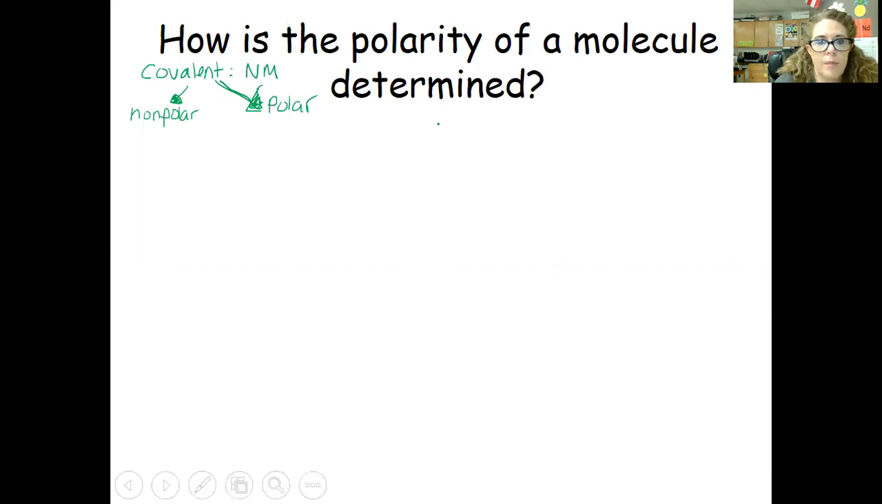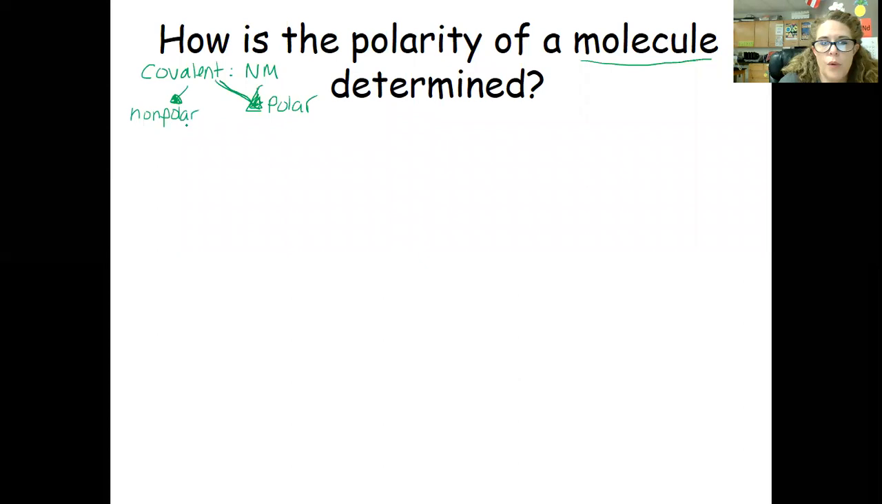Okay, so how the polarity of a molecule is determined. We have the bonds, and now we're going to have something which is a molecule only. A molecule is made up of the bonds, but the bonds themselves can be polar or nonpolar. Remember, the word polar means different. So a polar bond is between different nonmetals, two different things that are considered nonmetals on the periodic table. And nonpolar means not different, the same. This is between the same nonmetals.